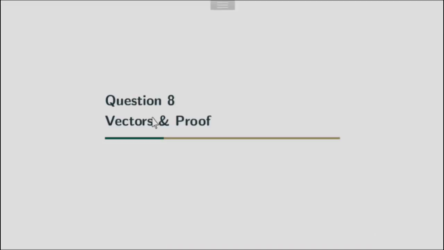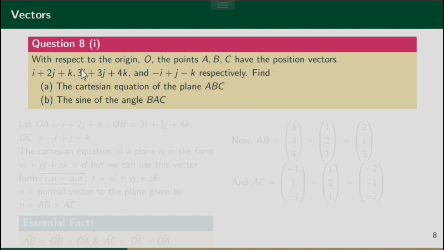Now, question 8 is a question on vectors and proof. Question 8. With respect to the origin O, the points A, B, C have the position vectors as what you have on your screens, respectively. Find A, the Cartesian equation of the plane ABC. B, the sine of the angle BAC.